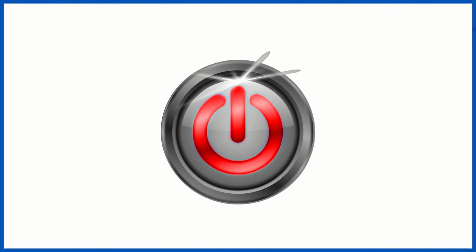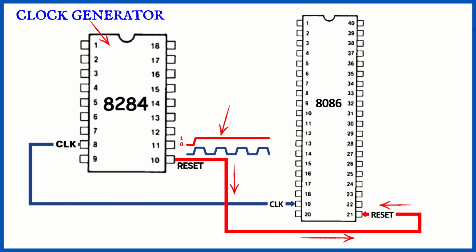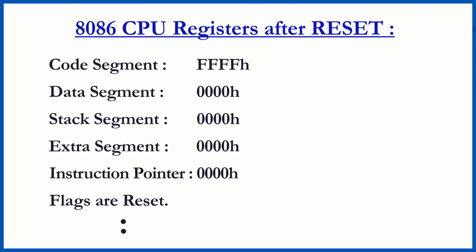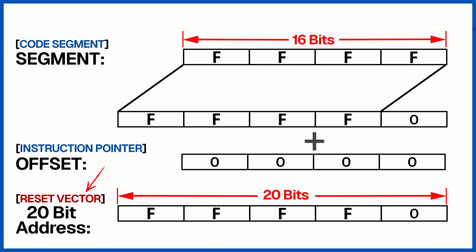When you press the power button, the clock generator sends a high signal to the reset pin on the processor. The signal is kept high for a few clock cycles. When the signal returns to low, the CPU registers are reset. The CPU uses these values to generate the reset vector. The reset vector points to the entry point into the BIOS. So, the CPU starts executing instructions from this location.